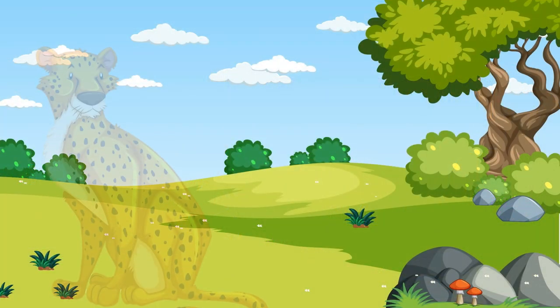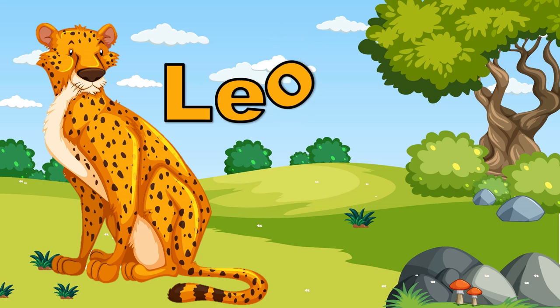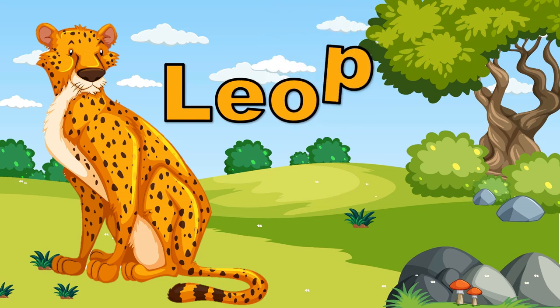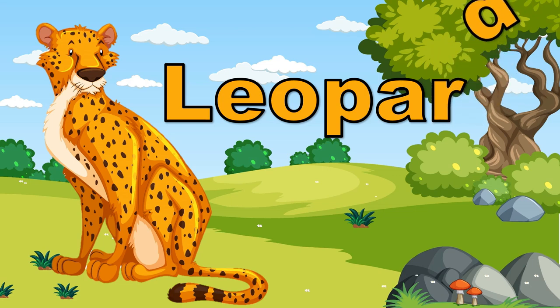Let's try this one. What picture do you see? That's right, it's a leopard. Let's spell the word leopard. L-E-O-P-A-R-D. Leopard.